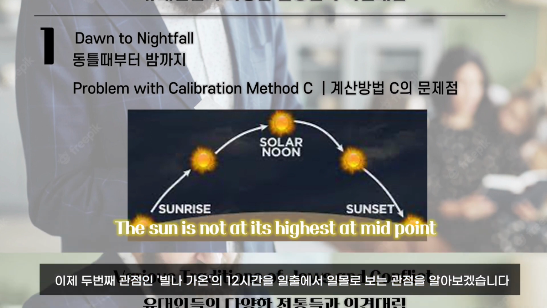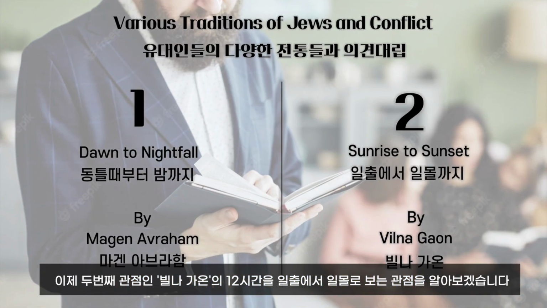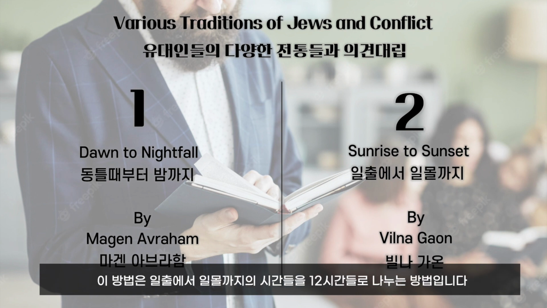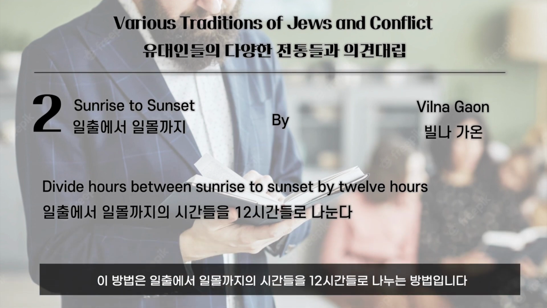Now let's move on to the second point of view, which is to distribute the 12 hours from sunrise to sunset, by Vilna Gaon. So Vilna Gaon calibrates 1 hour by dividing the time between sunrise and sunset.